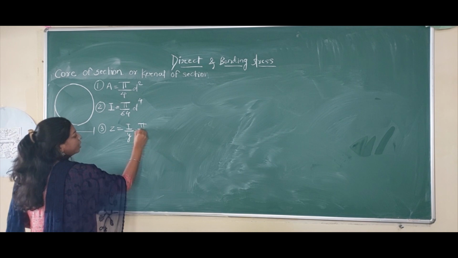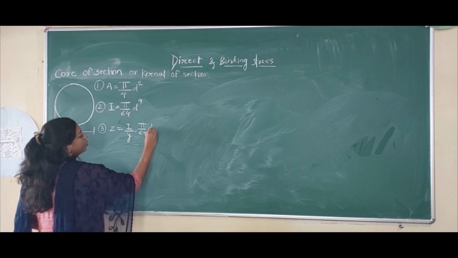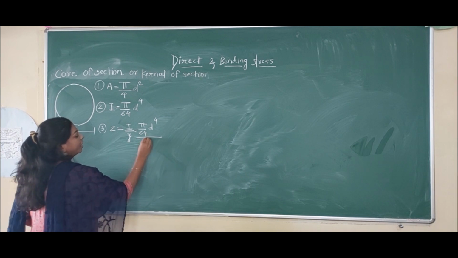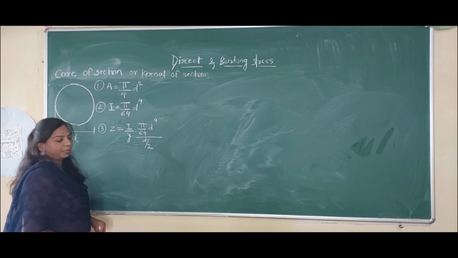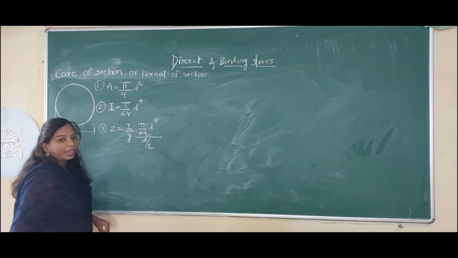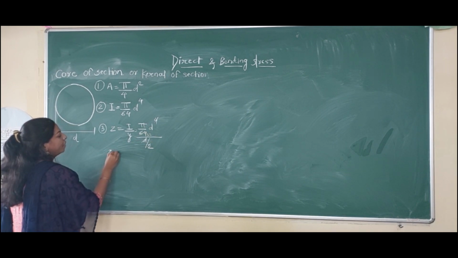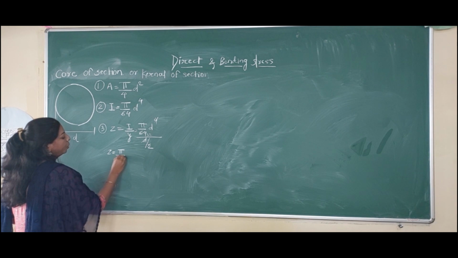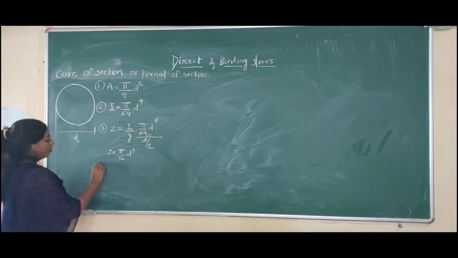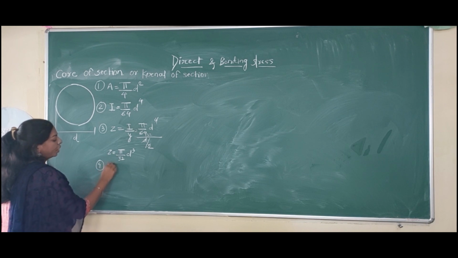I is pi by 64 d raised to 4 divided by y, where y is depth of neutral axis, d upon 2. 32 d, one d gets cancelled. Then Z will be pi by 32 d cube. Our fourth step is no tension condition.